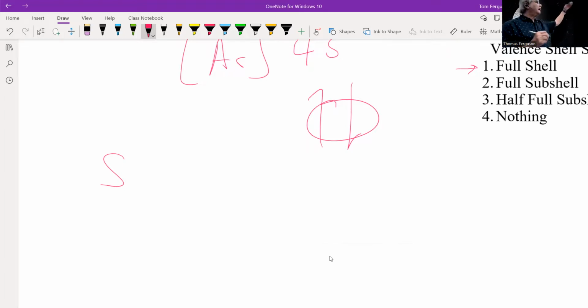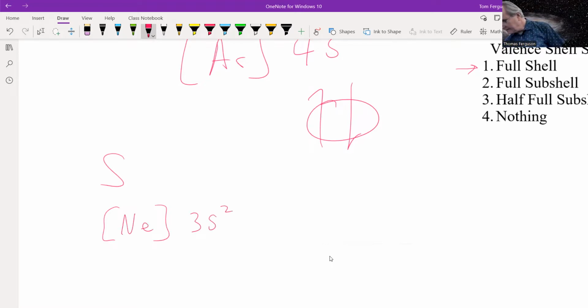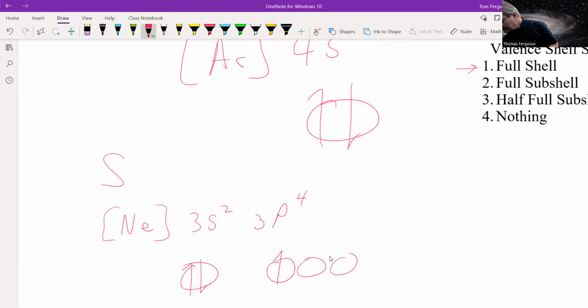Okay, so S is in shell number 3. What's the nearest noble gas? Neon. How far into the P's is sulfur? 4. So that's what it looks like for sulfur.